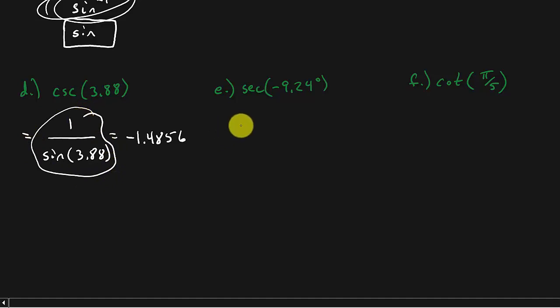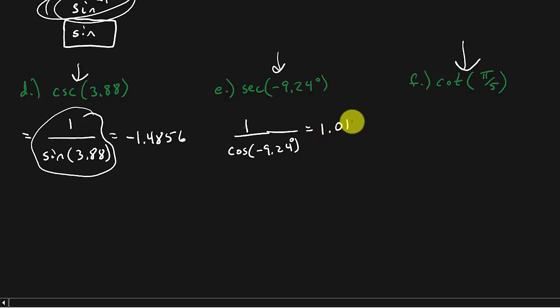Just like this one, that's 1 over cosine of negative 9.24 degrees. Make sure for this first one and this third one here, your calculator's in radians, and this one, your calculator needs to be in degrees. And when you punch that into your calculator, you get 1.0131. Okay? And remember, when you do this, you got to do 1 divided by and then sine 3.88 and then hit enter. Okay?